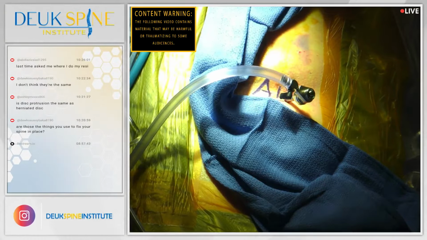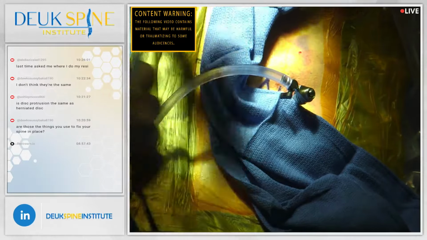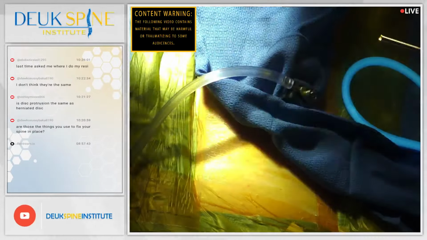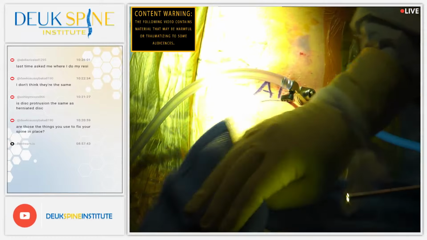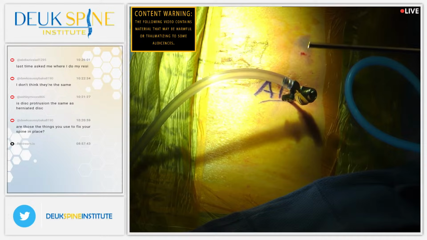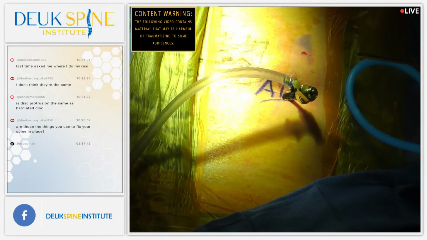Coming from Ashley, is this protrusion the same as herniated disc? Great question, Ashley. The answer is yes. All of these disc anomalies begin with a herniation. And unfortunately, our medical field has created so many different names for the same thing. They are all disc herniations.